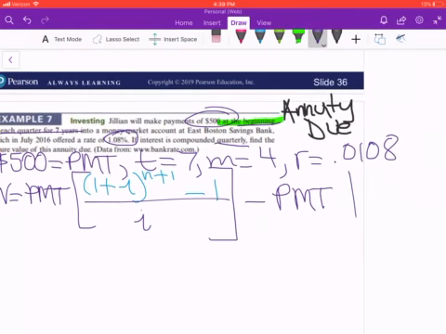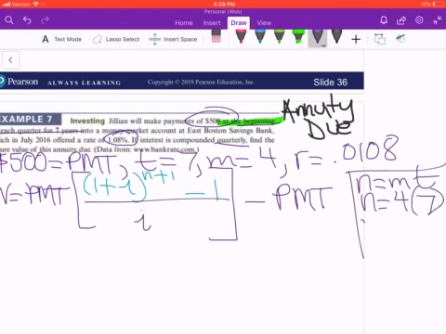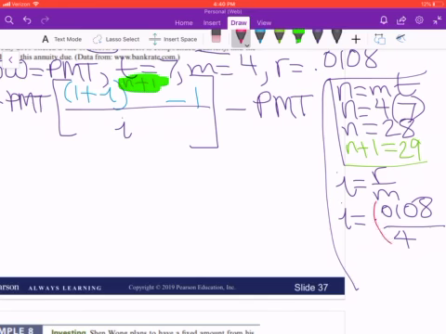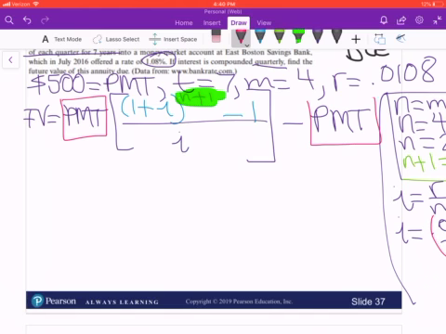So we're going to substitute whatever we can. For n, remember that is m times t, so n will be equal to 4 times 7 for 7 years, so n is equal to 28. For our formula, however, we need n plus 1, so what we're going to be entering there for n plus 1 is going to be 29. Also, another variable is I, which is r divided by m, and that will be equal to the rate 0.0108 divided by 4 because it is quarterly. And we're going to try to keep that in parentheses. And of course, the payment will be in there twice, once there and once here.